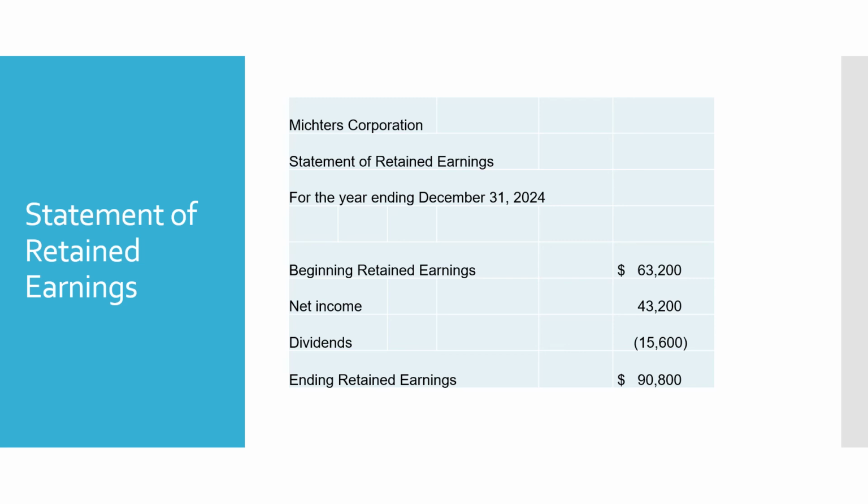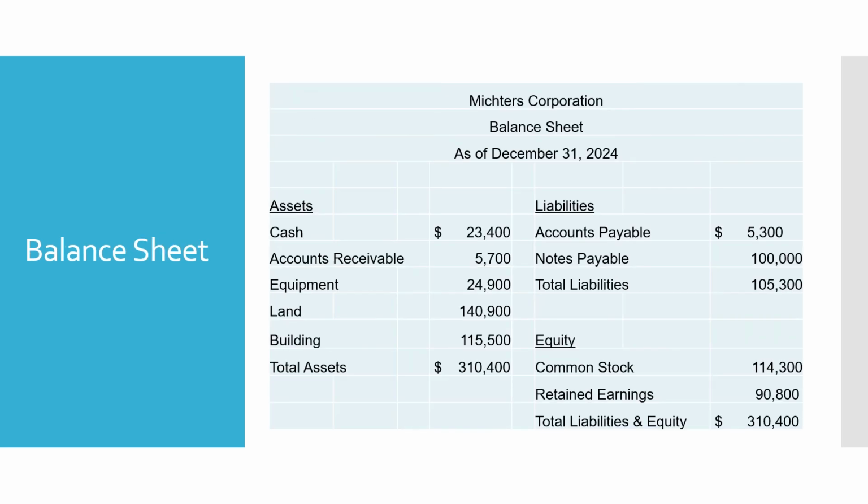We're going to come up with ending retained earnings, or retained earnings as of December 31, 2024, of $90,800. That is the number that is going to go into the stockholders' equity section of our balance sheet and should make our balance sheet balance if we've done everything else correctly. So here is our balance sheet.